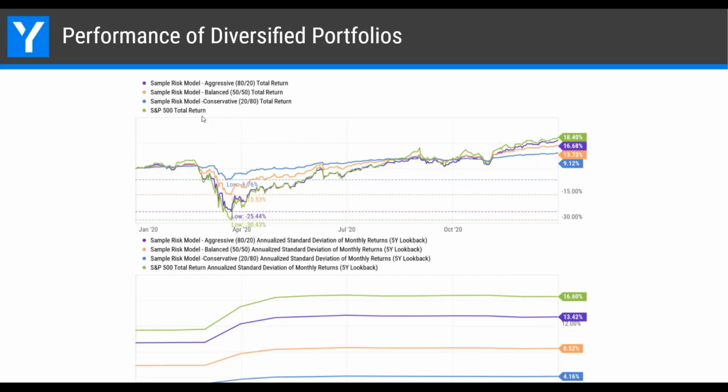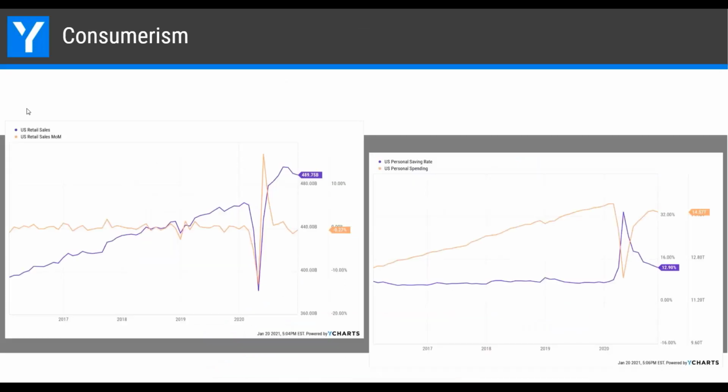And we find this is a chart that a lot of clients like to revisit to monitor their portfolios quarter over quarter, year over year. On the next slide, Alison is going to talk about trends in US consumerism.